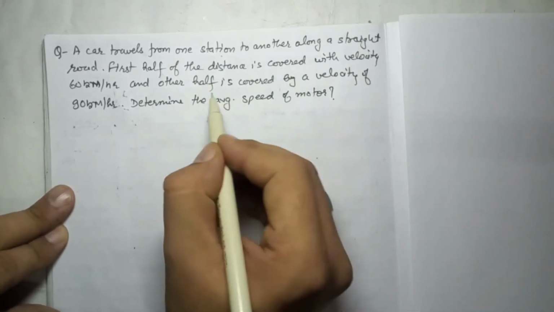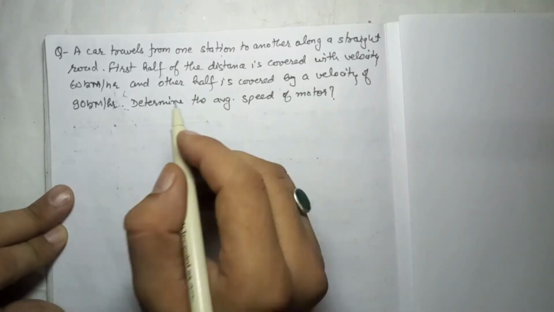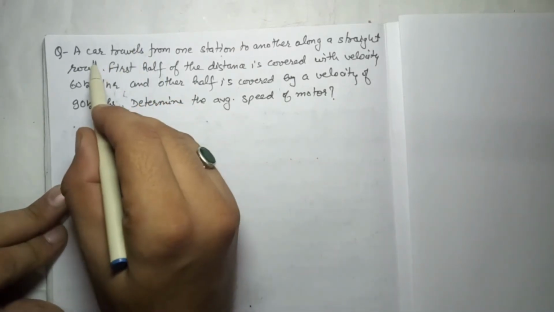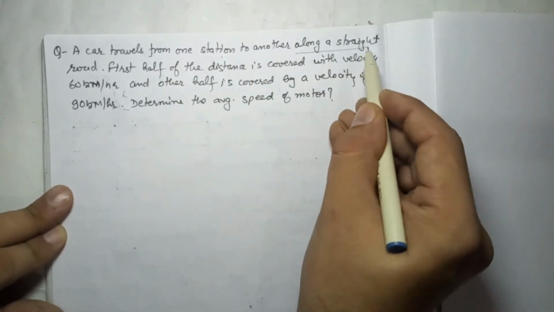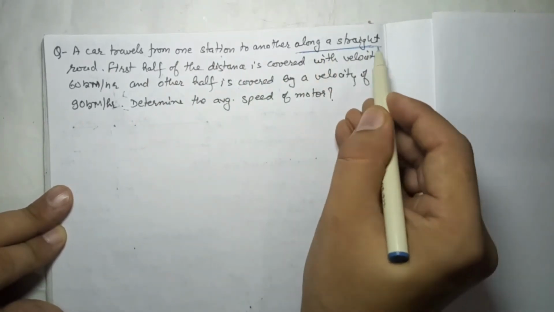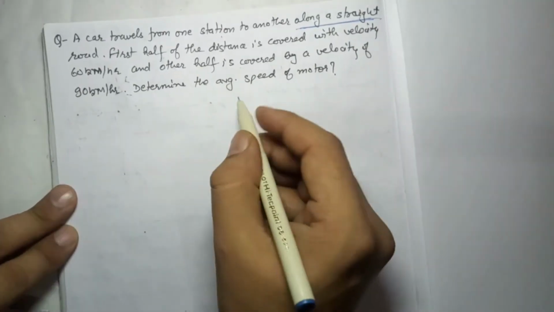Now in this question, first of all, in every question in the dynamic part you have to identify the type of motion. Here it is clearly mentioned that the car travels from one station to another along a straight line. So this is rectilinear motion, and the rectilinear motion equations will be applicable on this.